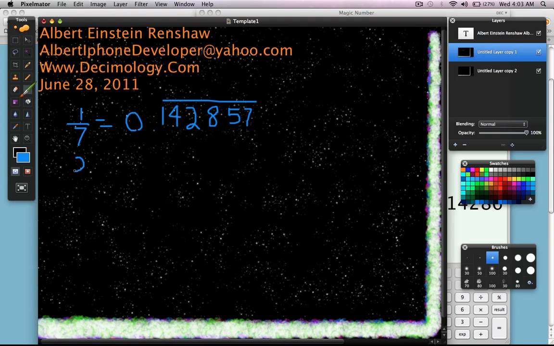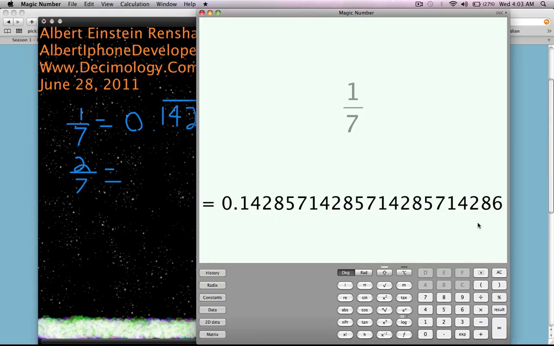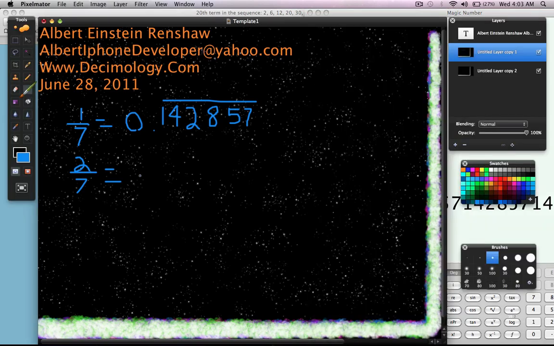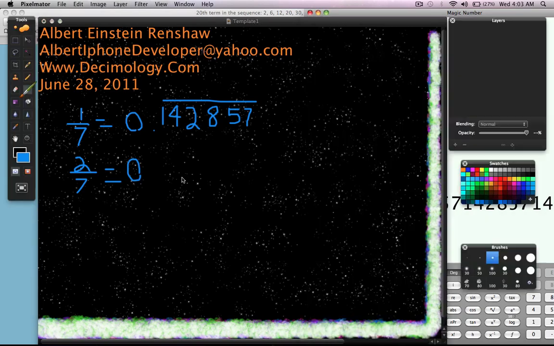Now let's look at 2/7. 2/7 is 0.285714. If you notice something here, this one also repeats, but not only that, it's also 4285714285714, which was our original. Our original was 142857. Here it is, 142857, 142857. So it just starts a little bit earlier on. This one starts on the 2.